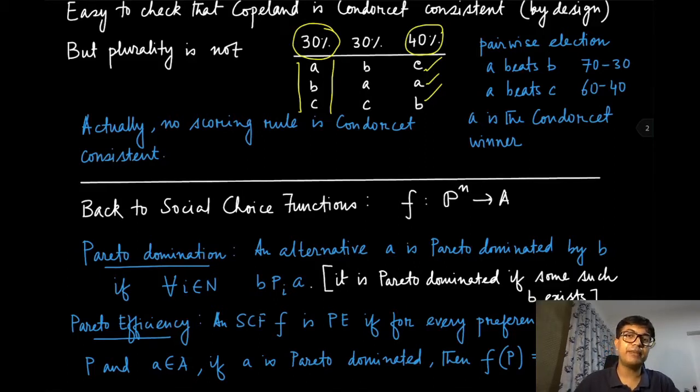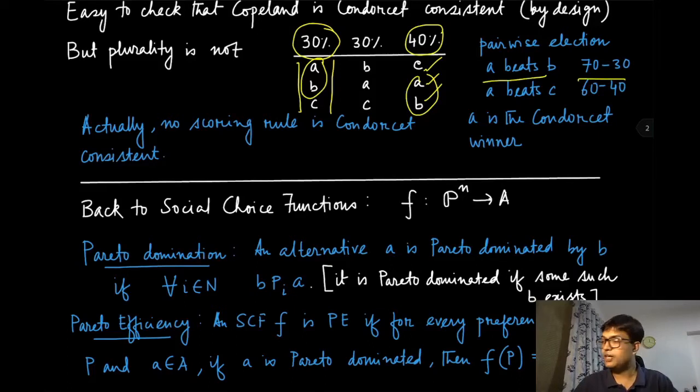Now if you look at the pairwise election situation, you see that A is above B in 40 plus 30, that is 70% of the cases. So A beats B in pairwise election by a score of 70 to 30. Similarly, A also beats C. Here you can see that A is above C for this 30% and 30%. So it also beats C with a margin of 60% to 40%. Now, clearly A is the Condorcet winner because it beats all other candidates in pairwise election.